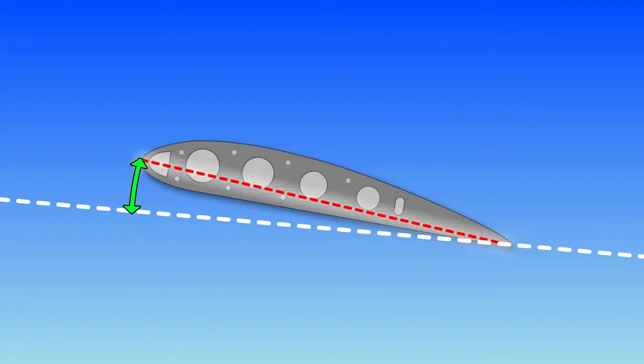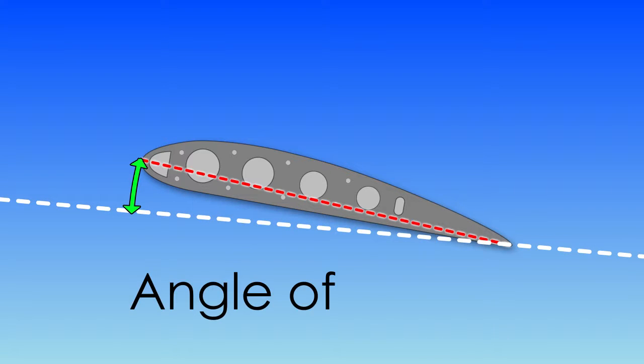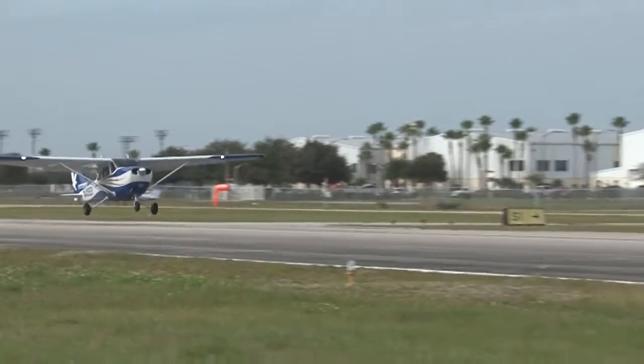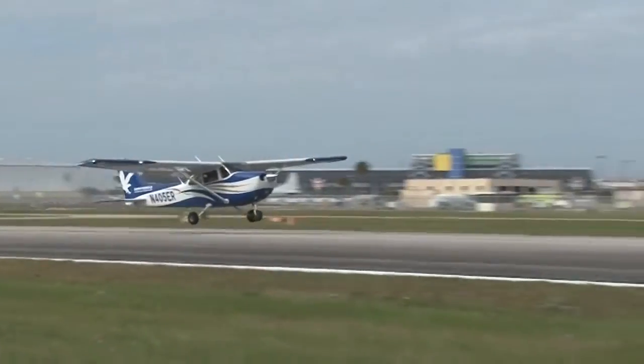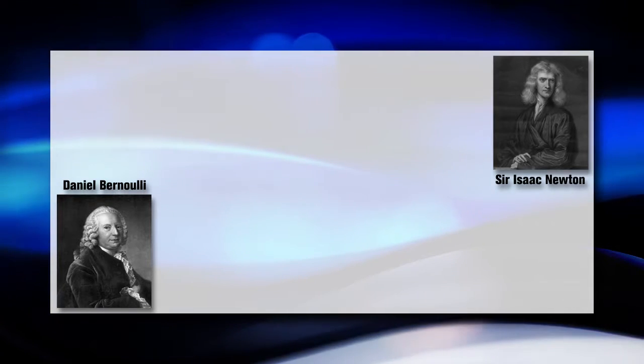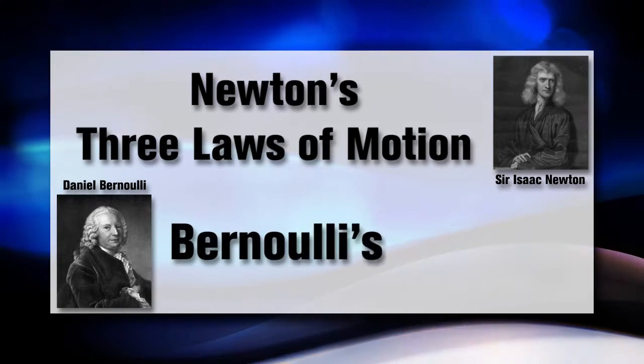The angle between the wing's chord line and the aircraft's relative wind is called the aircraft's angle of attack. The angle of attack is a major factor as to how much lift the wings generate. So now that we've got those terms out of the way, how does a wing actually create lift? Well, there are two major theories working in unison that explain the creation of lift. These are Newton's three laws of motion and Bernoulli's principle.